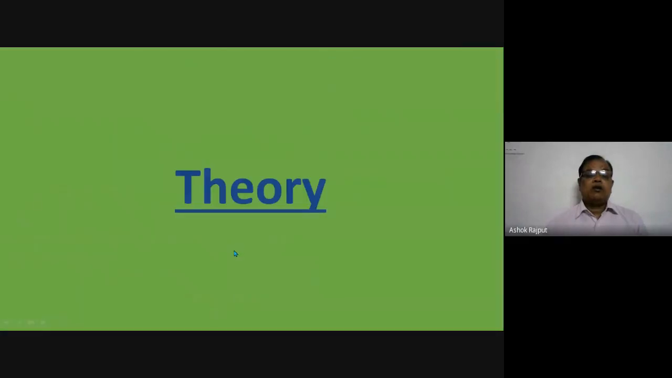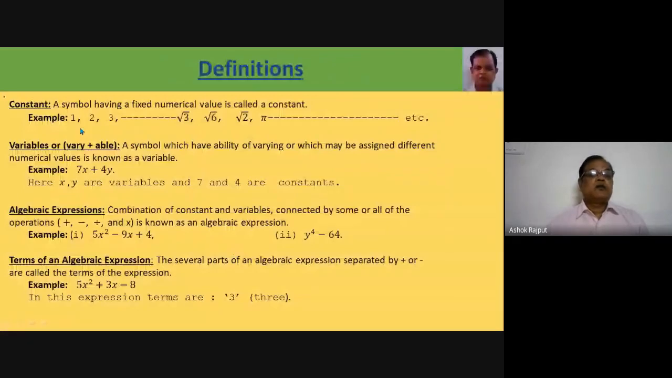Now we are going to explain the theory. Theory is the base of this chapter, and in each chapter theory is the base. So first we define constant. A symbol having a fixed numerical value is called a constant. Fixed means unchanged, which can never be changed. That value is a fixed numerical value. As we see 1, 2, 3, root 3, root 6, root 2, pi, and so on.